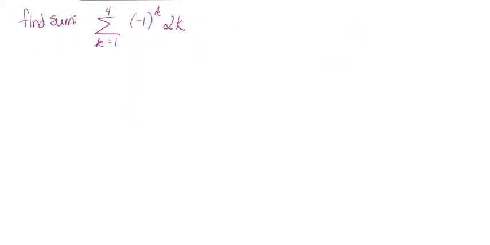So now I would like for you to try this example on your own. It's not in your book, but just find the sum of this series that's defined by (-1)^k times 2 times k, where k goes from 1 to 4. So go ahead and find the sum of this by pausing the video, working it out, then coming back to see if you've done what I've done.